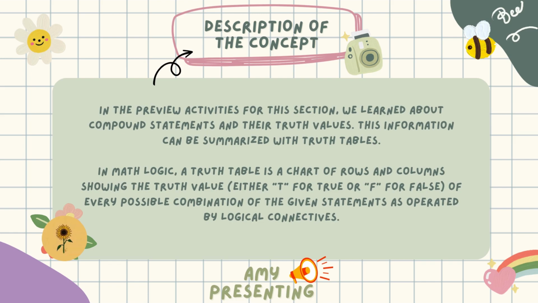So, in the preview activities for this section, we'll learn about compound statements and their truth values. This information can be summarized with a truth table. In mathematics, a truth table is a chart of rows and columns showing the truth value, either T for true or F for false, of every possible combination for the given statements as operated by logical connectives.